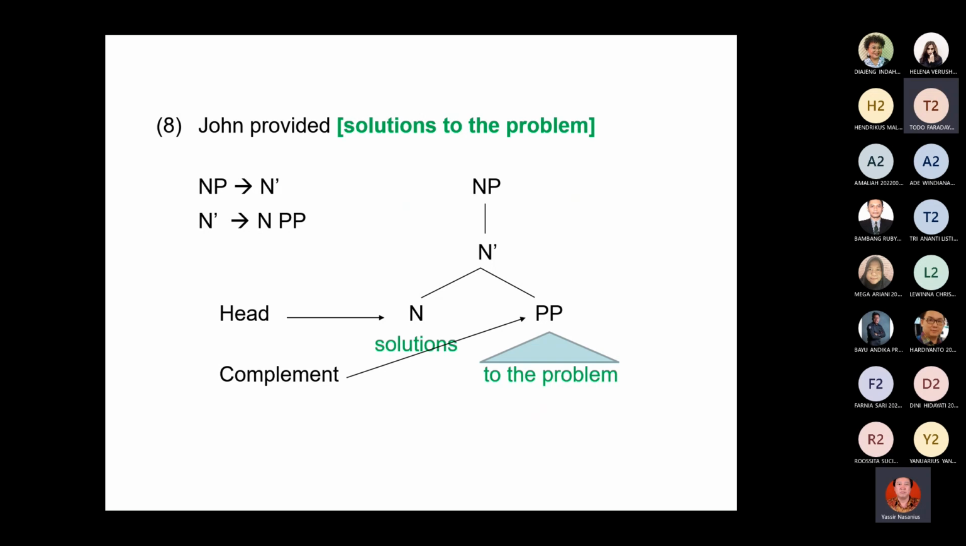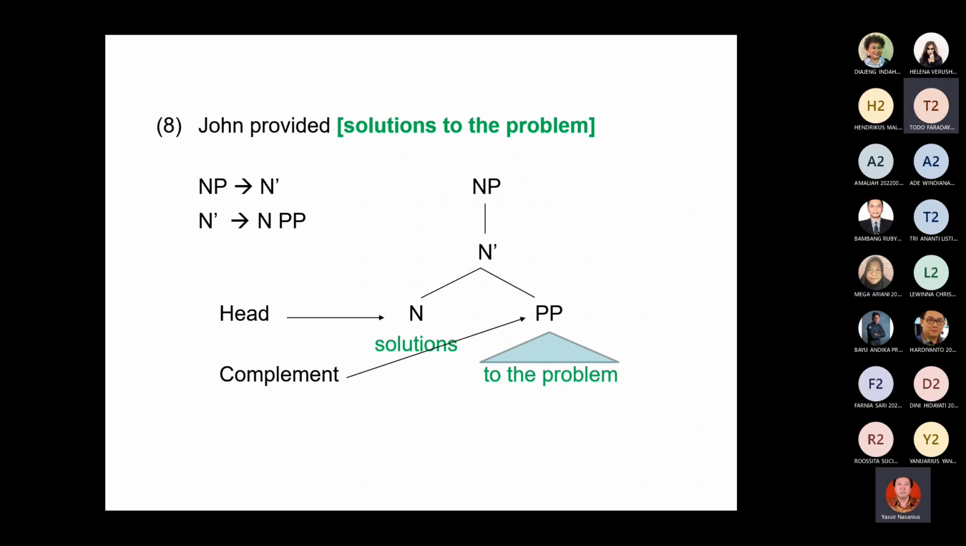So how do you draw, for example, solutions to the problem? John provided solutions to the problem. So it's an NP, right? And the NP consists of N bar, and N bar consists of the head N, and the complement. The complement is the prepositional phrase to the problem. How do I know the PP here is a complement? Because it's sister of the head and daughter of N bar.